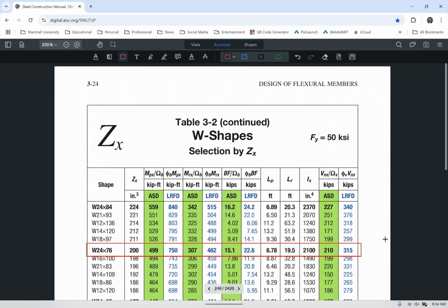Let me ask it this way. Do we all agree that flexural capacity is a function of what zone we're in? How do we determine what zone we're in? LB compared against what? LP and LR. So for a W24 by 76, here's LP, here's LR. Does everybody see that?